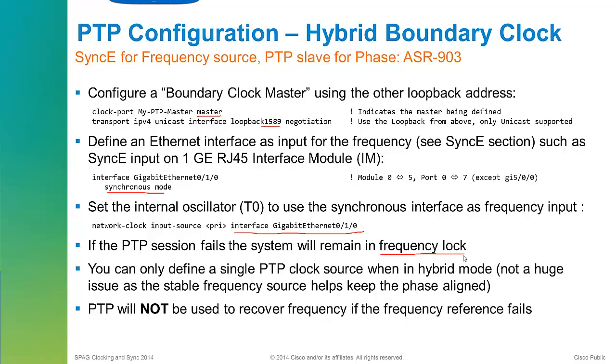There is one slight restriction with hybrid mode, same as with slave, is that you can only have a single PTP clock source. So you can have multiple frequency sources, but you can only have a single PTP. You can't have multiple masters when in hybrid mode. As I explained for slave hybrid mode, it's not a huge issue because the frequency source is so stable for things like SyncE that it basically keeps the phase aligned for you.